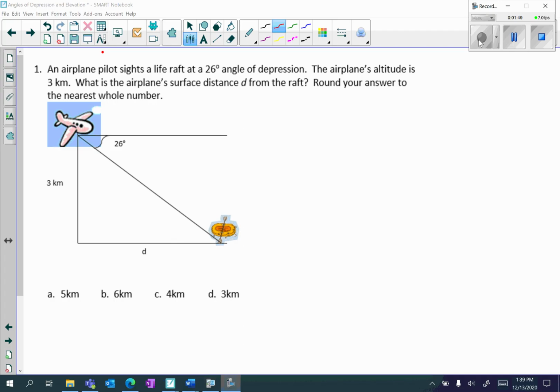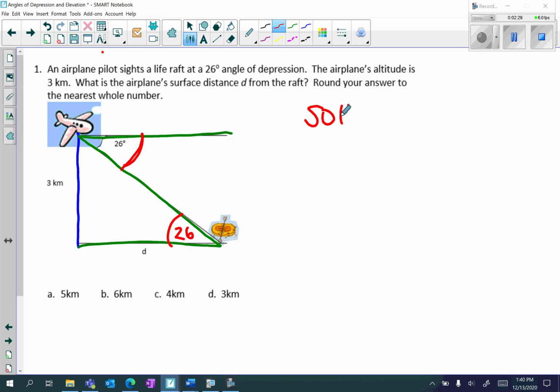Let's look at this example. An airplane pilot sights a life raft at a 26-degree angle of depression. The airplane's altitude is 3 km. So, altitude means height. What is the airplane's surface distance d from the raft? Round your answer to the nearest whole number. So notice again, we have an angle of depression, but remember the angle of depression is equal to the angle of elevation. So if 26 degrees is here, 26 degrees will also be here.